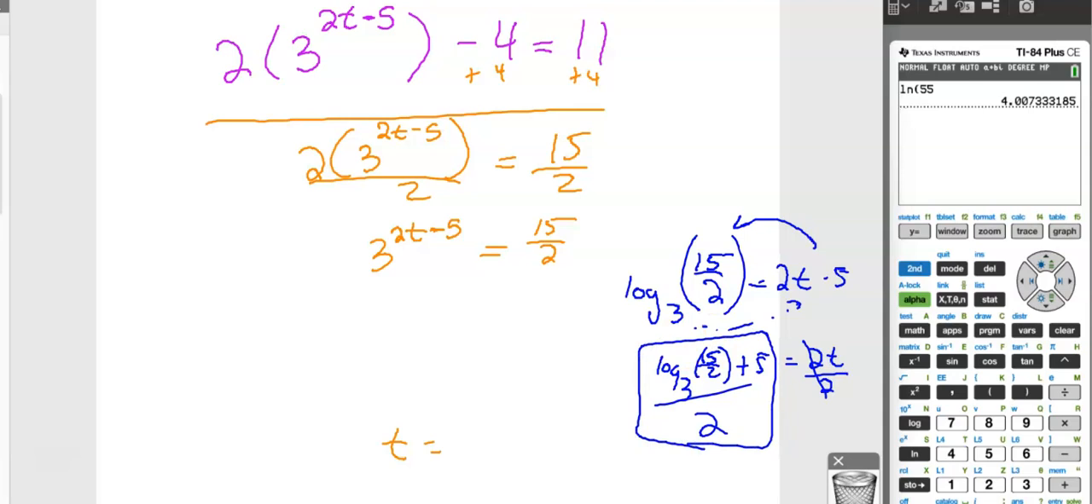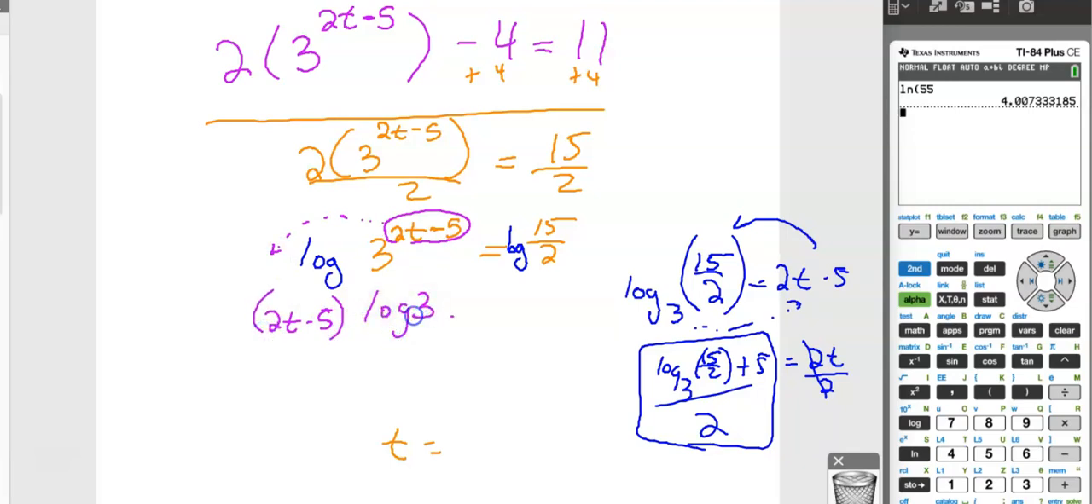The other way to do it is simply to take the log of both sides. Remember, what you do to one side, you have to do to the other side. Remember the property of logarithms: if you have an exponent, we're going to literally take that out front. So 2t minus 5 times log 3 equals log of 15 halves. Divide both sides by log 3.